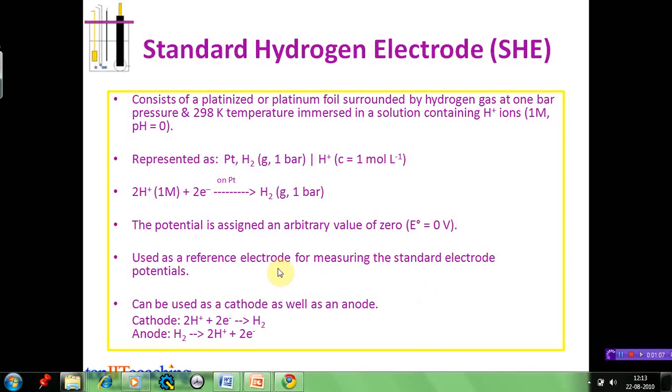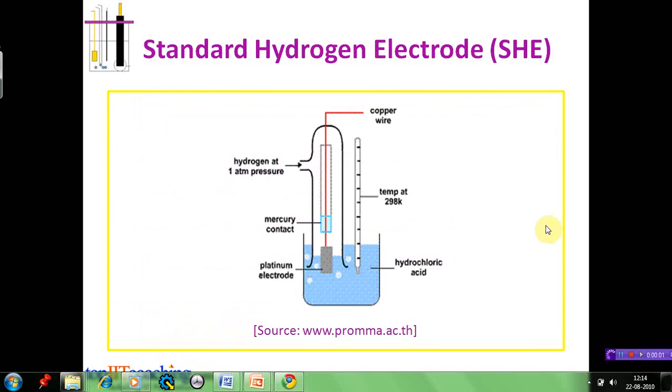And the other substances whose electrode potentials are to be measured using SHE as a reference electrode are given values using this 0 volt value as a reference. We can use this electrode as a cathode as well as anode. When it acts as a cathode, reduction takes place in which hydrogen ions are converted into hydrogen gas, and when it acts as an anode, oxidation takes place in which hydrogen gas is converted into hydrogen ions.